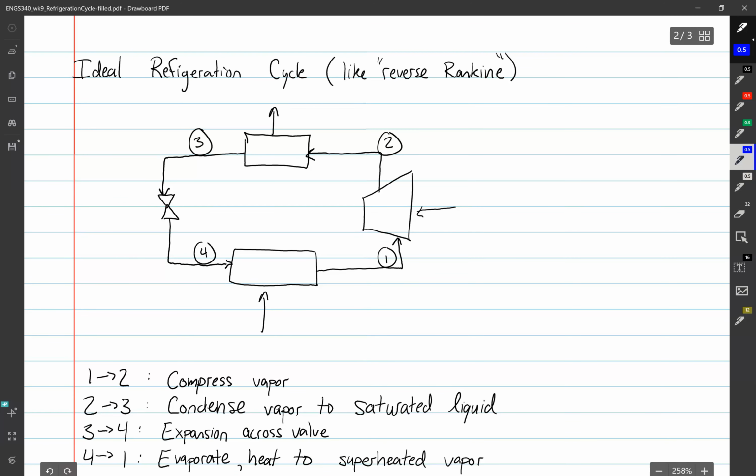We have, again, 4 processes. We'll start here at 1. So from 1 to 2, we're going to compress vapor across a compressor. That's our compressor. The compressor has some power input or work input WC. And again, this is the ideal refrigeration cycle, so this is a delta S equals 0.